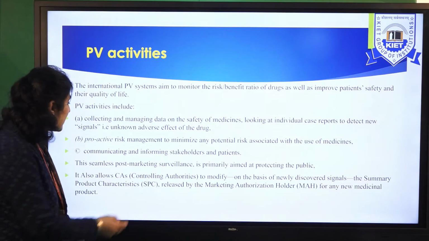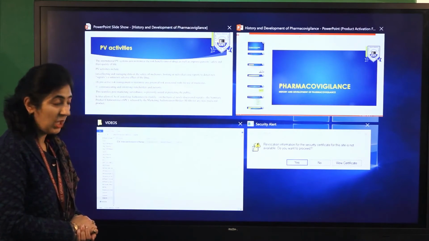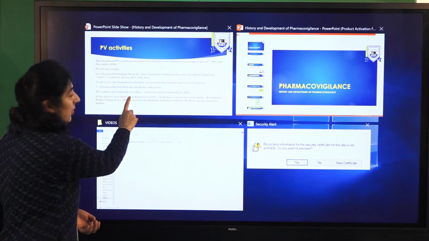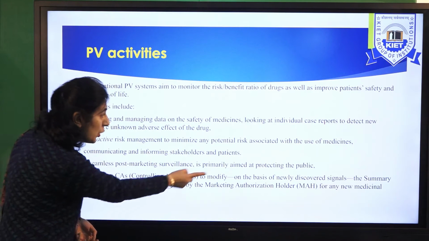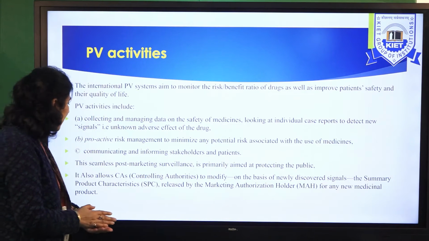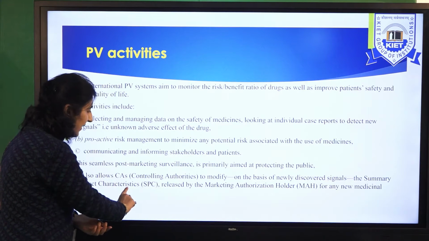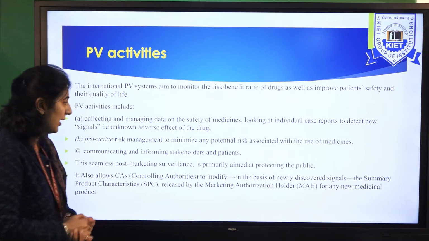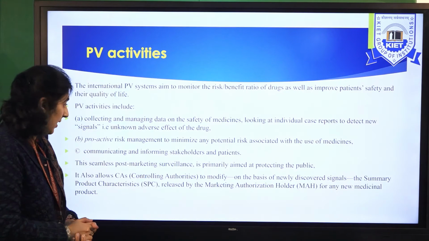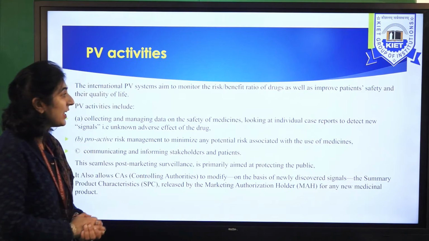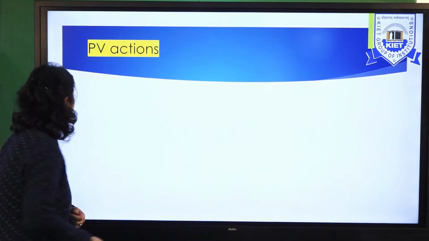It also allows the controlling authorities to modify on the basis of newly discovered signals. Basically, it is helping in the development of summary product characteristics released by the marketing authorization holder for any new medicinal product. Now, this SPC I'll be telling you in the coming videos.